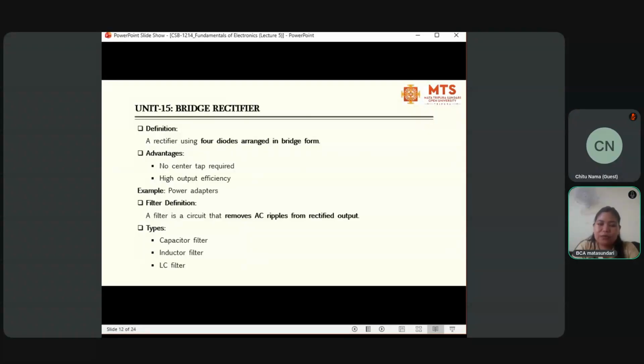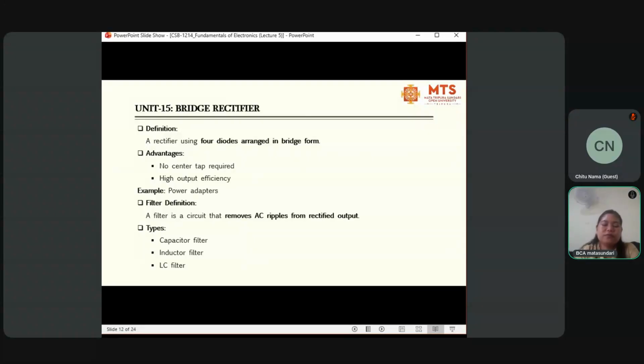Power adapter, like we have seen in this fridge. Earlier it used to have this stabilizer, no? So that one power adapter will be there, or maybe MCB. What happens when power fluctuates, it automatically turns off, right? The electric supply will turn off. So those can be power adapter in bridge rectifier.